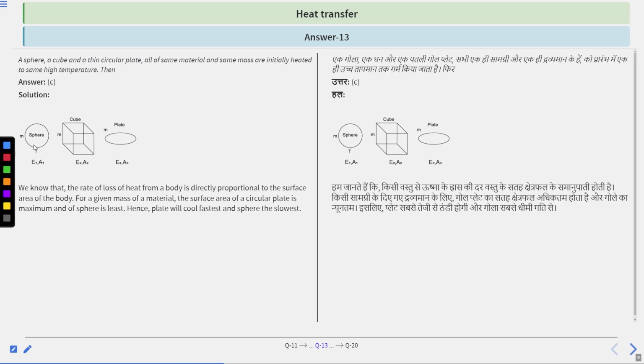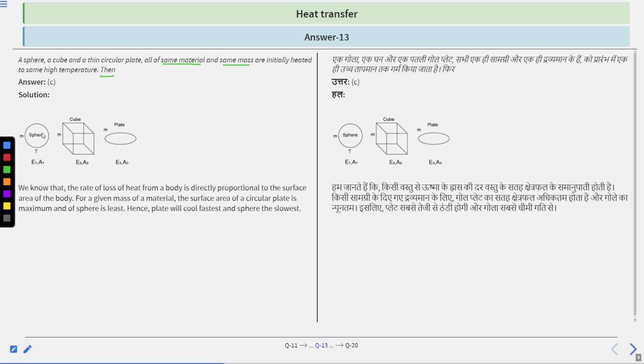So, a sphere, this cube, and this thin plate have the same material and the same mass, m, m, and m. The question asks which one will cool fastest and which one slowest.